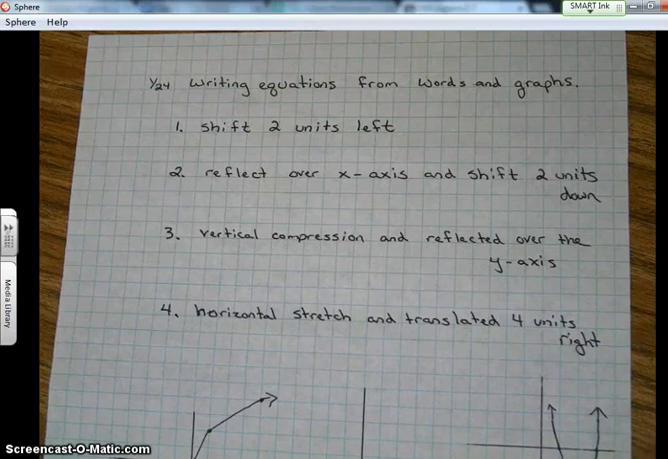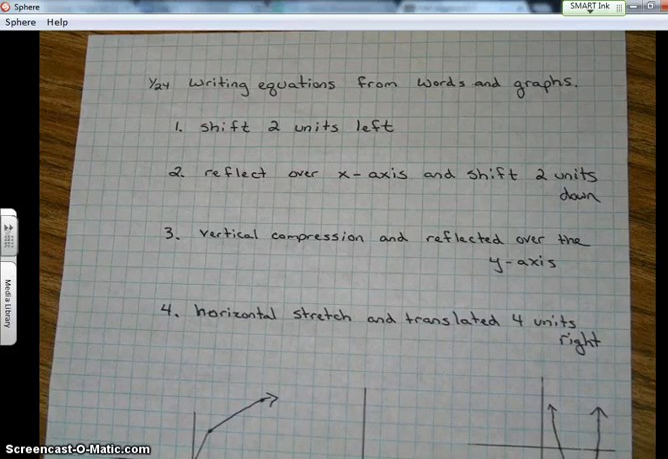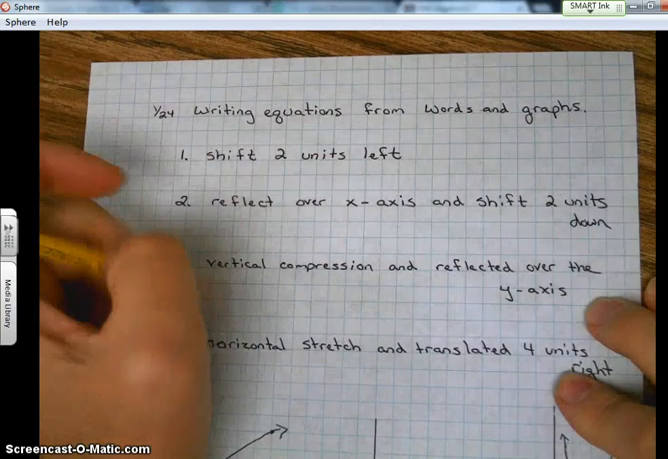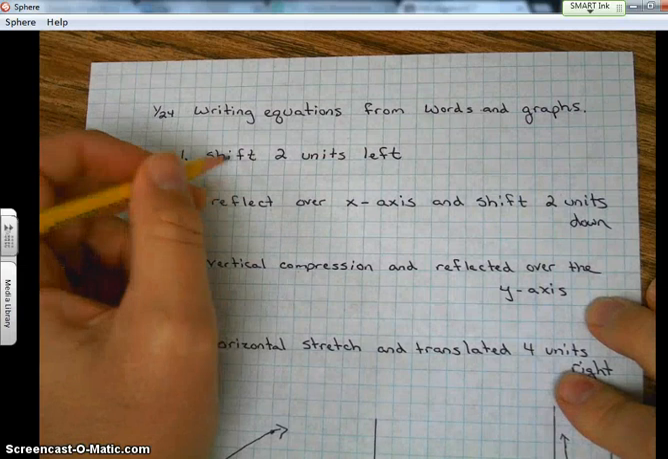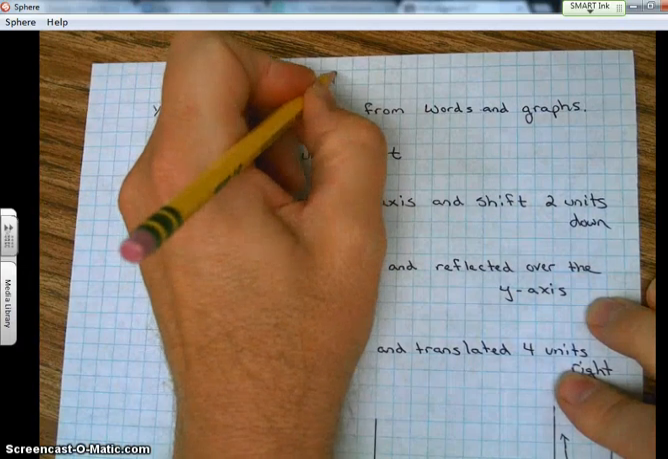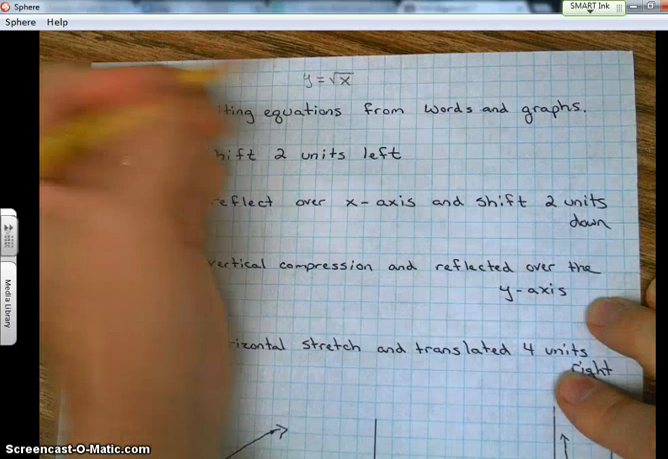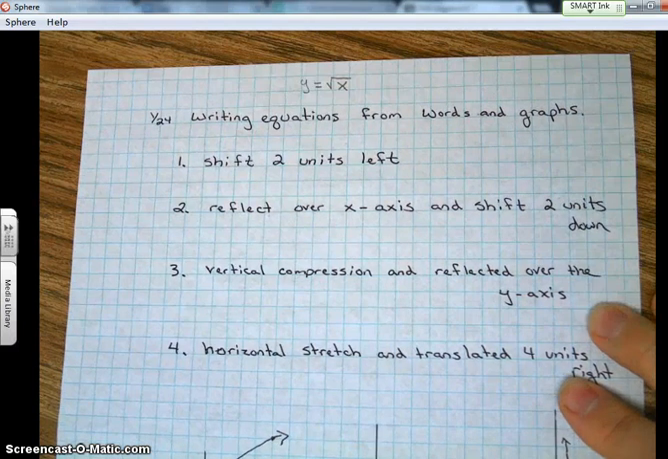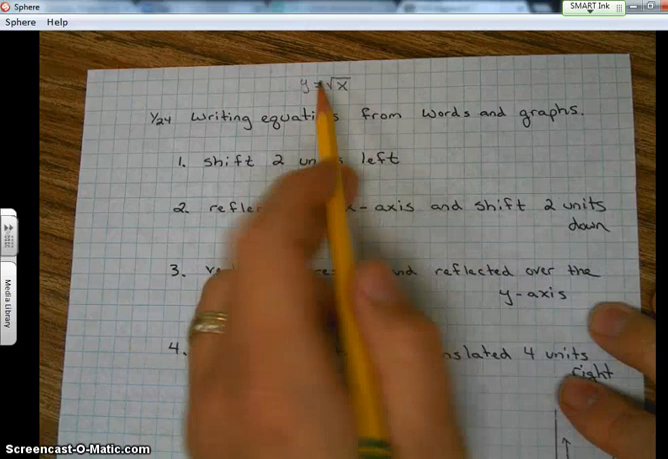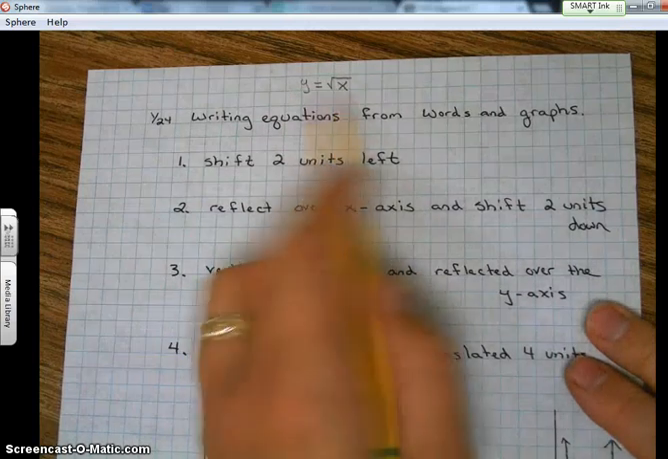Okay, these video notes are about how to write equations from words and graphs. Now, the equation that we're using for these verbal descriptions, we're using the parent function, the square root of x. And we're going to use these parameter changes to affect this equation, this graph.